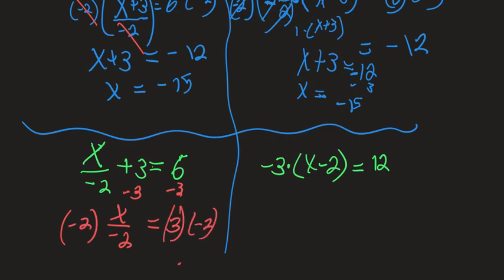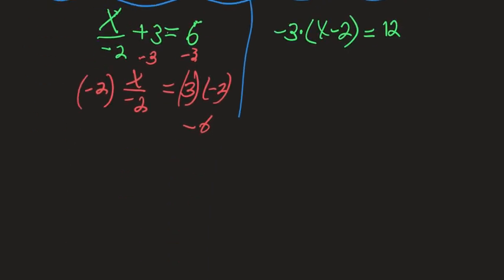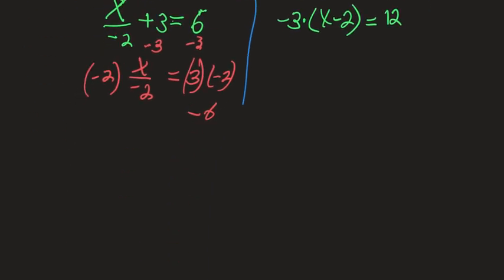3 times negative 2 is negative 6. And it cancels on the other side. We end up doing this. So we have x alone equal to the negative 6. And that's it.